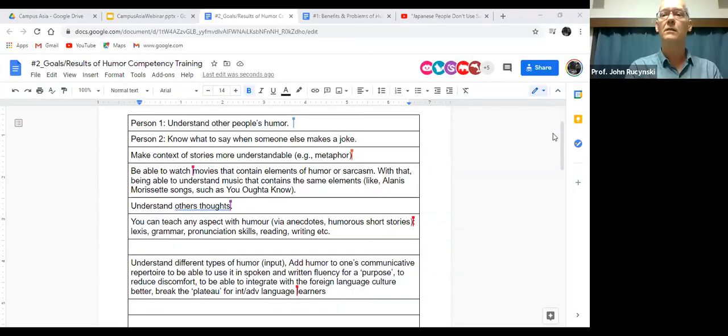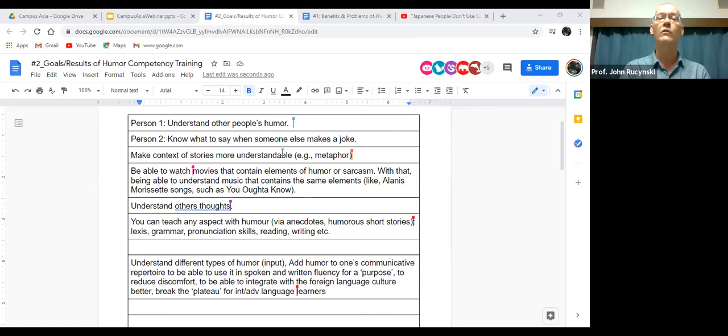Okay, let's look at this document together. I will share my screen again. Okay, so understand other people's humor. Again, seems simple, but that is something that is very challenging in the L2. Next one, know what to say when someone else makes a joke. So yeah, this could be response, reaction, appreciation. So, you know, we need to signal that we got the joke, or maybe we didn't get the joke.